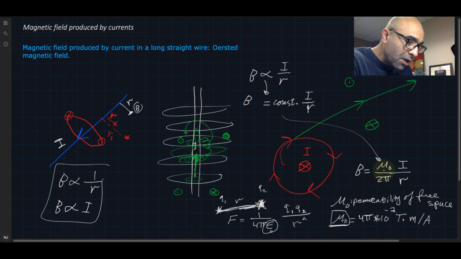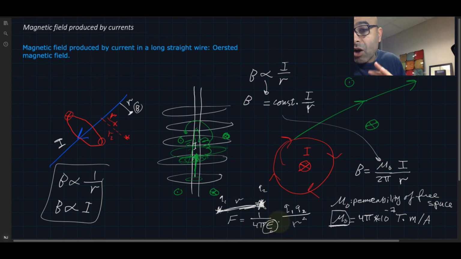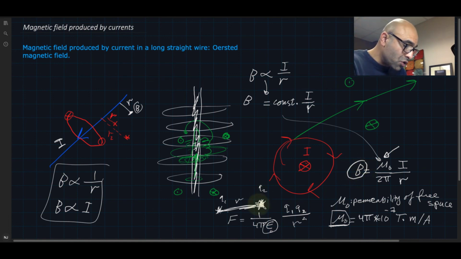Look, mu 0 here is in the numerator, but epsilon 0 is in the denominator. So it seems that they are opposite to each other. If this, for example, was present in a medium other than free space, it seems that the magnetic field will be enhanced. But if the two charges were present in a medium other than free space, it seems that the force will go down. So they are opposite to each other, which is an amazing thing. That's one of the major differences between electricity and magnetism.